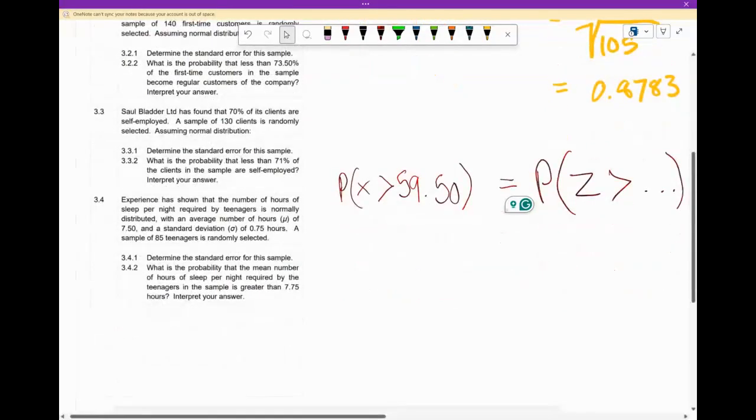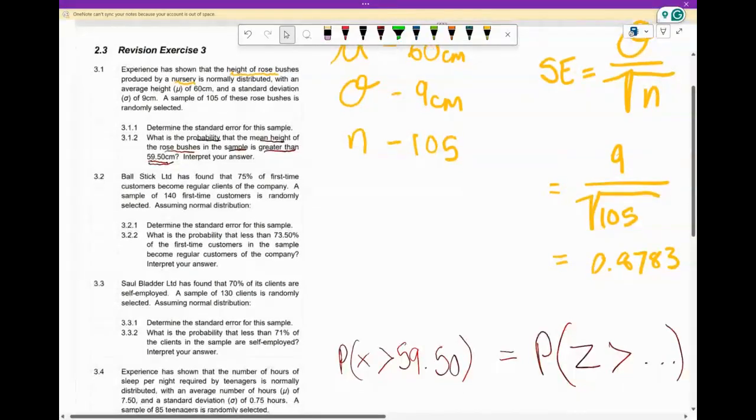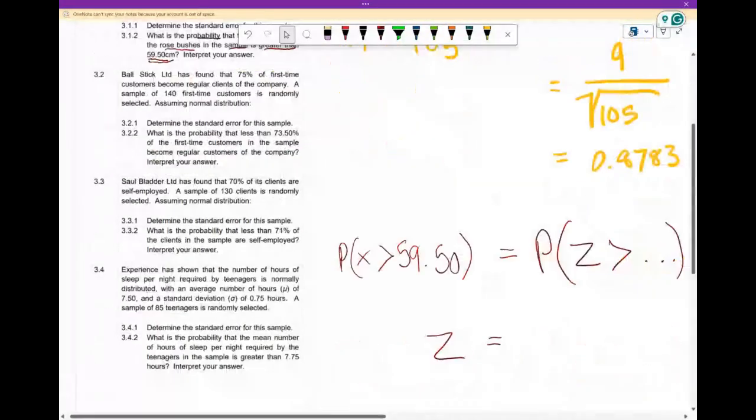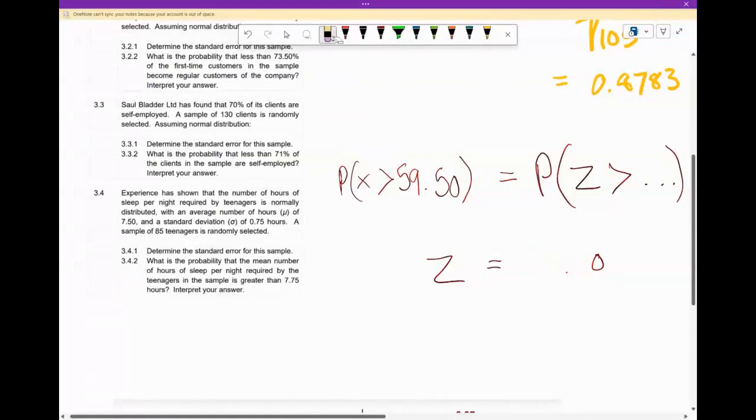So this time we know to get your z-score, since we're dealing with the mean of the sample, what is the mean of the sample? It is 59.50. Okay, we're using this 59.50. But let me, for the benefit of those who might be watching the video, actually put the formula here. So here we're saying X minus mu, divided by SE, which is what we just calculated.